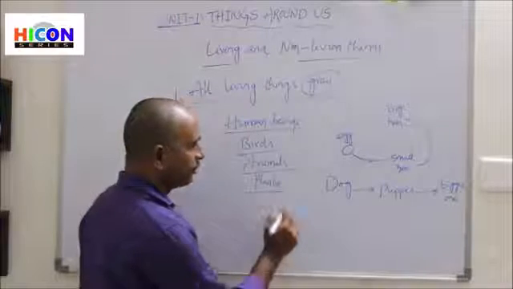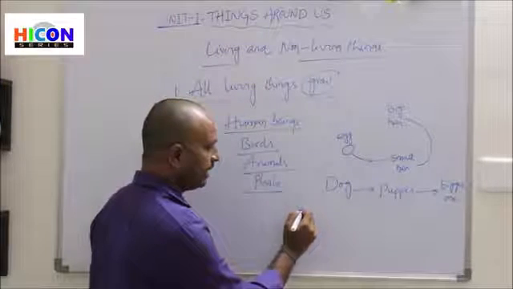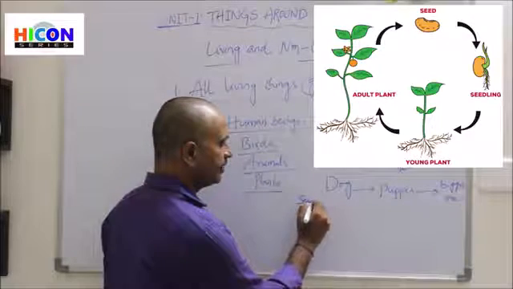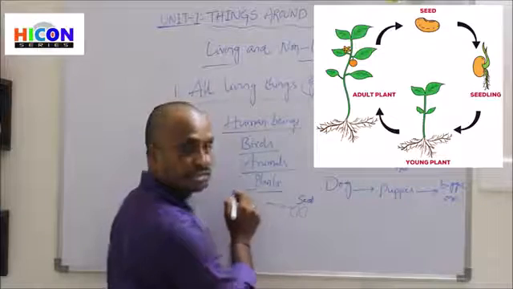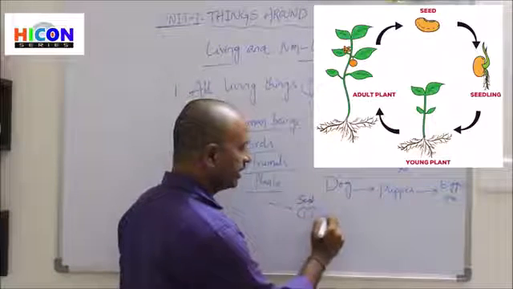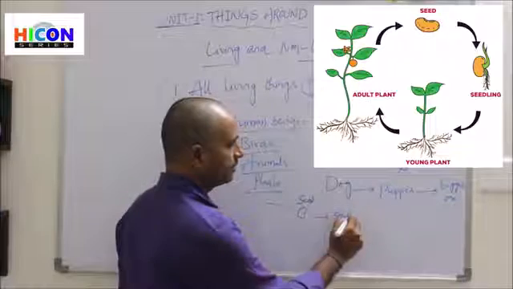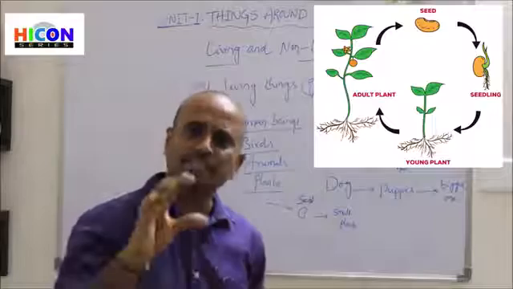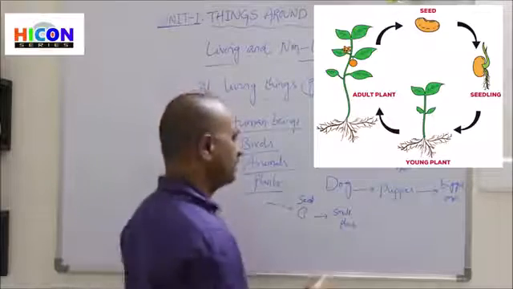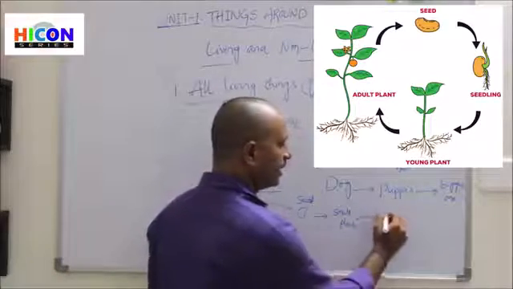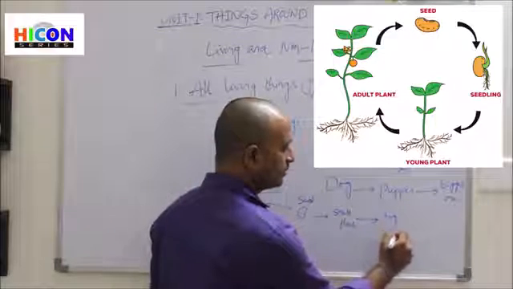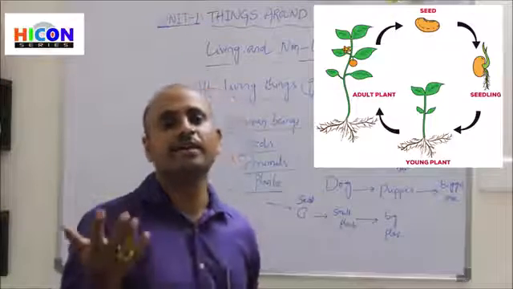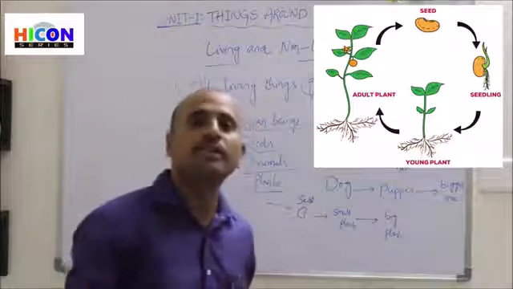For example, if you plant a seed in your garden and put water on the seed, after some days you will get a small plant. If you look at the small plant, its size is very small. And after some days, the small plant will convert into a big plant. That means the size of the plant increases day by day. That means the plant is growing day by day.